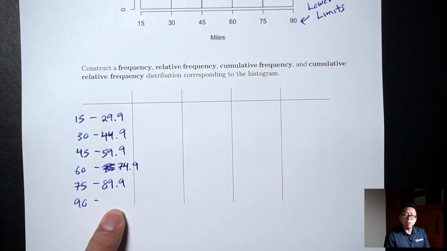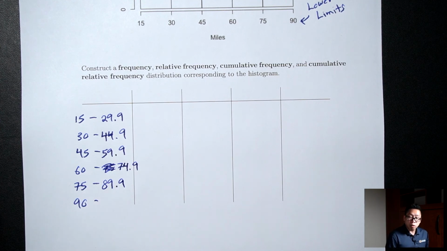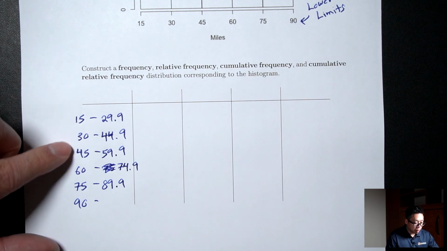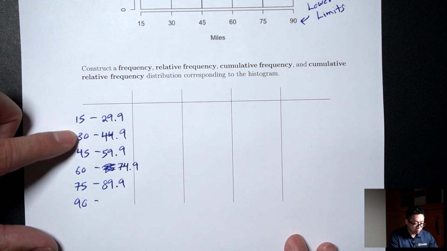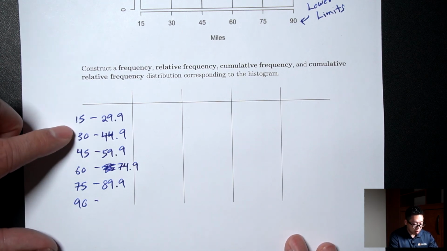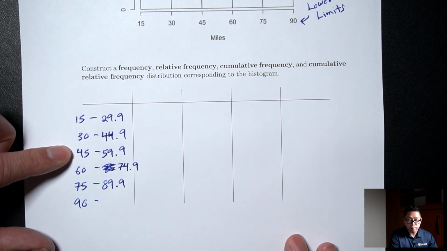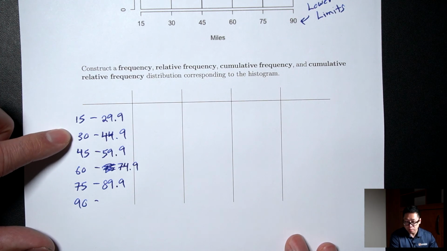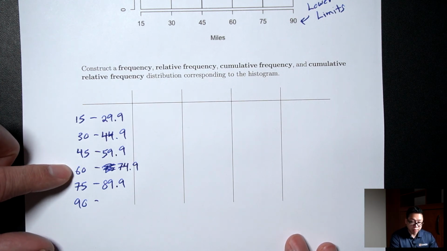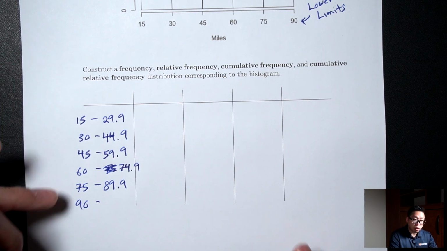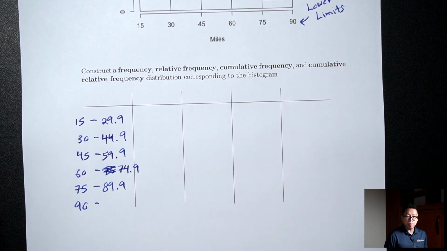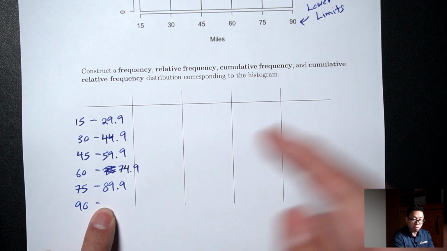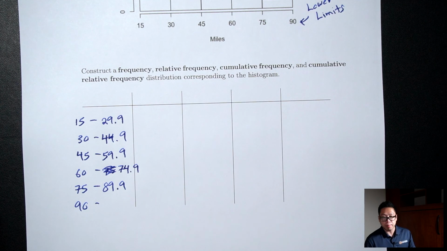And then there's one more here. How would you find this last one? Well, figure out your class width. The lowers are all going up by how much? 15 to 30, that's going up by how much? You just subtract 30 minus 15 is 15, right? So it's going up by 15. From 30 to 45, that's going up by how much? So subtract 45 minus 30, that's also 15. 45 to 60, that's also 15. 60 to 75, that's also 15. So my lowers are all going up by 15. That means the class width is 15. That means my uppers should also go up by 15. So to find this last one, we're going to go up by 15. So 89.9 plus 15, 104.9.